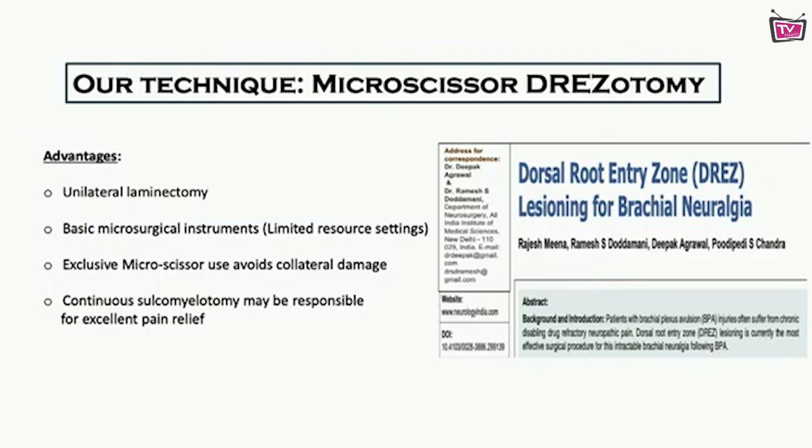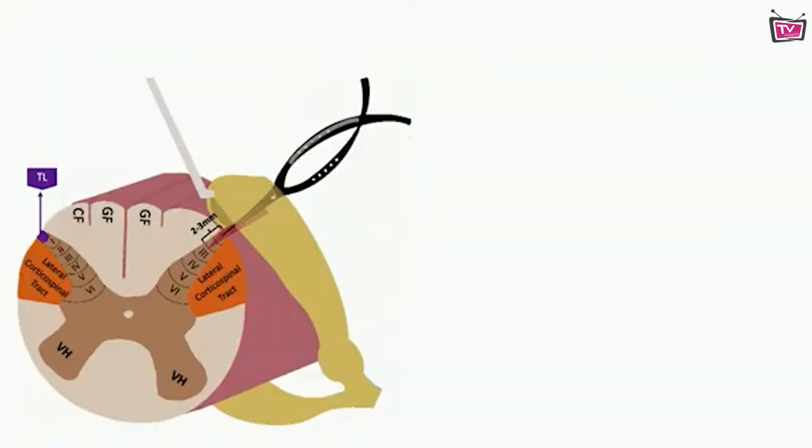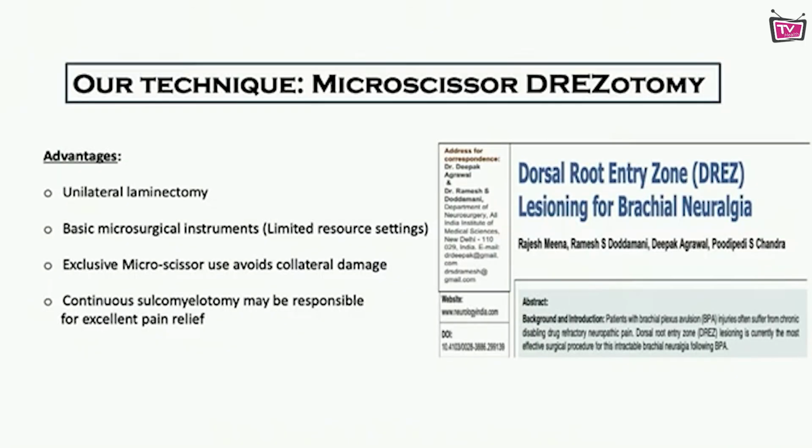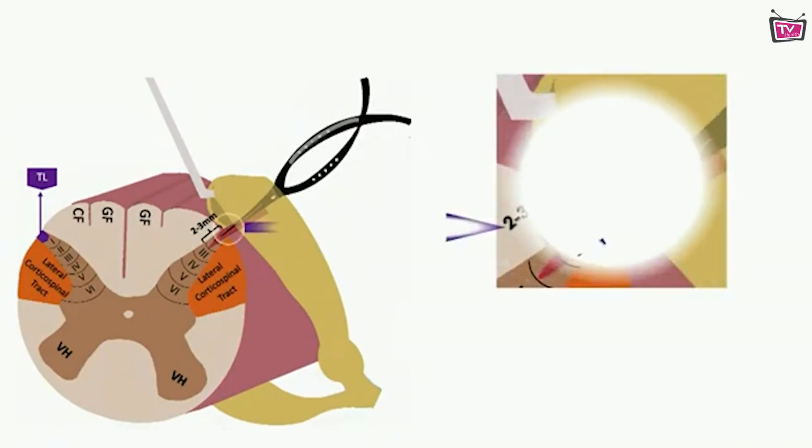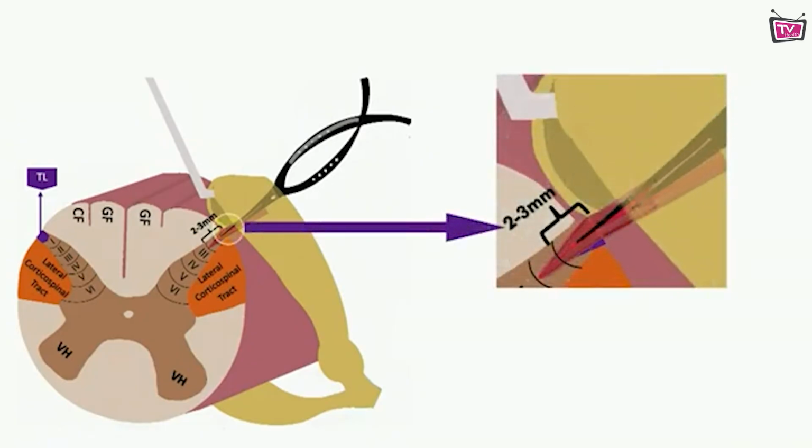Coming to our technique, it is already published, and the video is also available on the Neurology India website. You can go through it. It is a unilateral laminotomy, and then we use the micro scissors to do the disruption. I'll be showing you the video briefly. This is the figure which I have made for explanation. You can see the scissors go into the dorsal horn at around 45 degrees, and the lesioning starts just lateral to the entry of the rootlets into the dorsal horn. In this posterolateral part, you lift up the root and go along it.